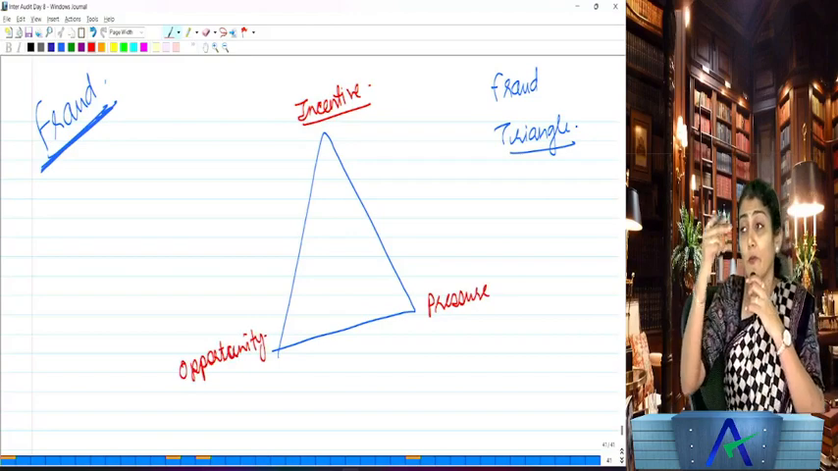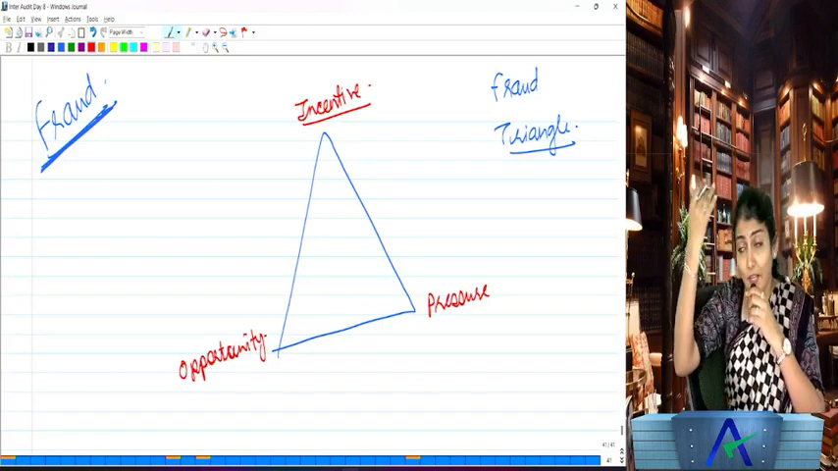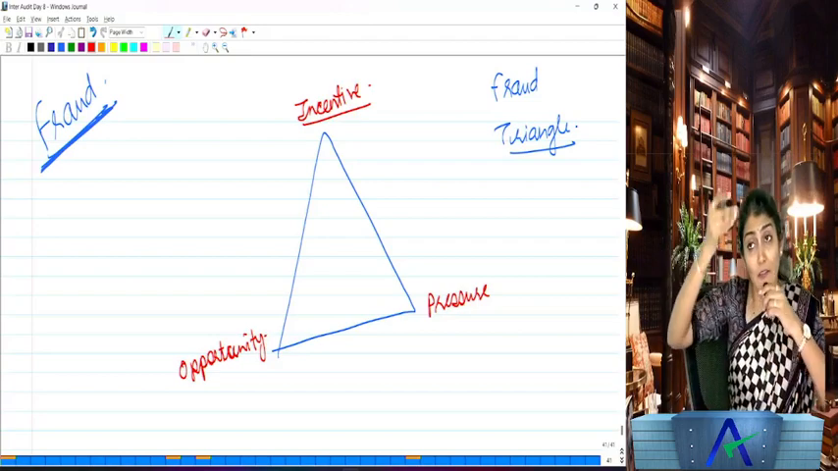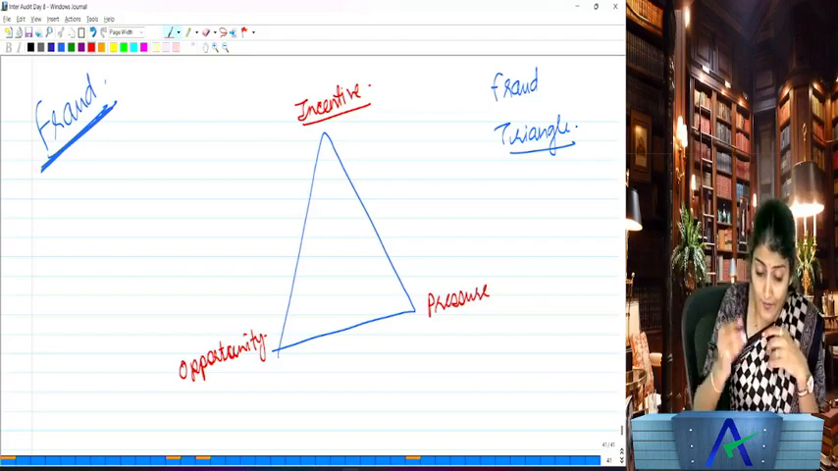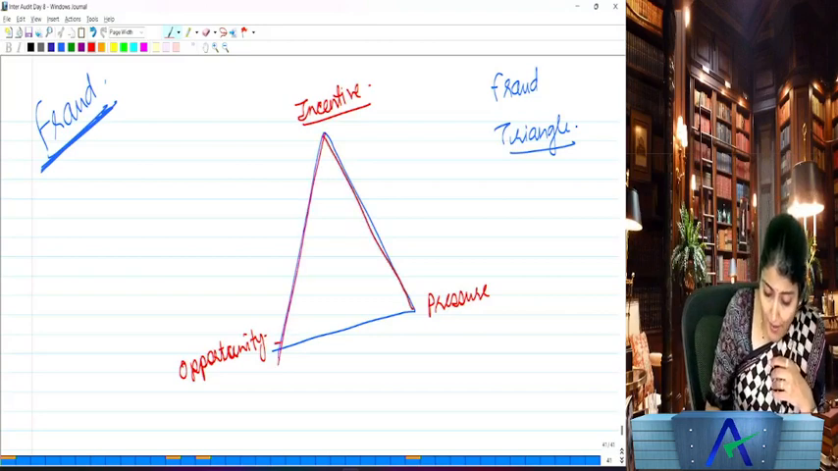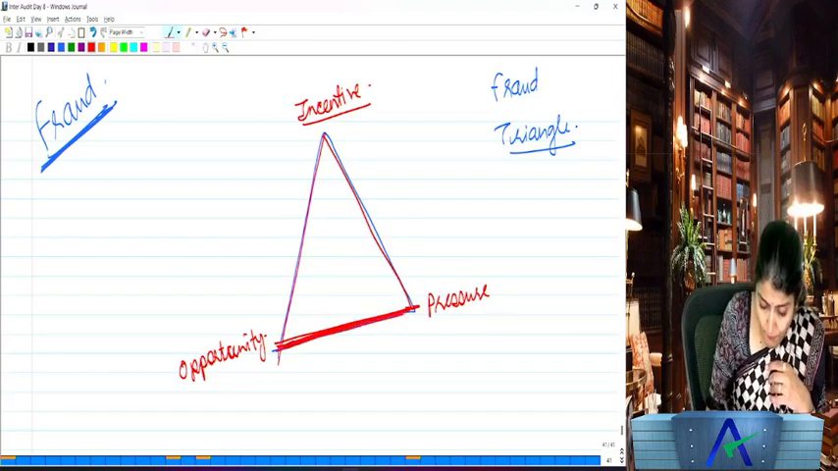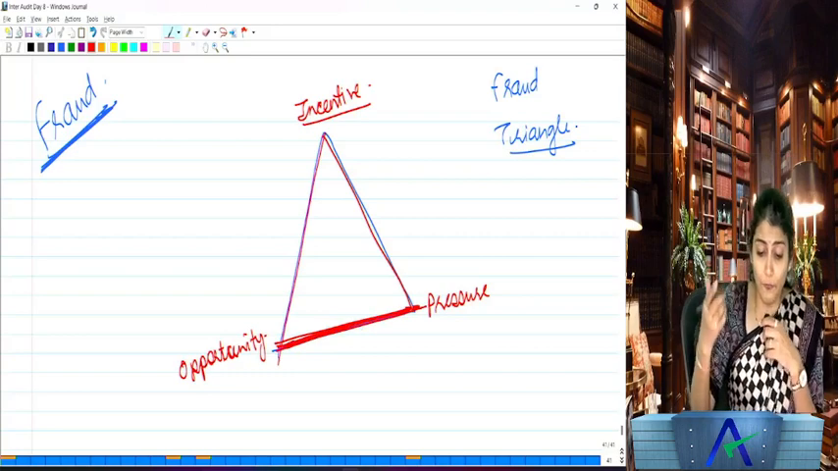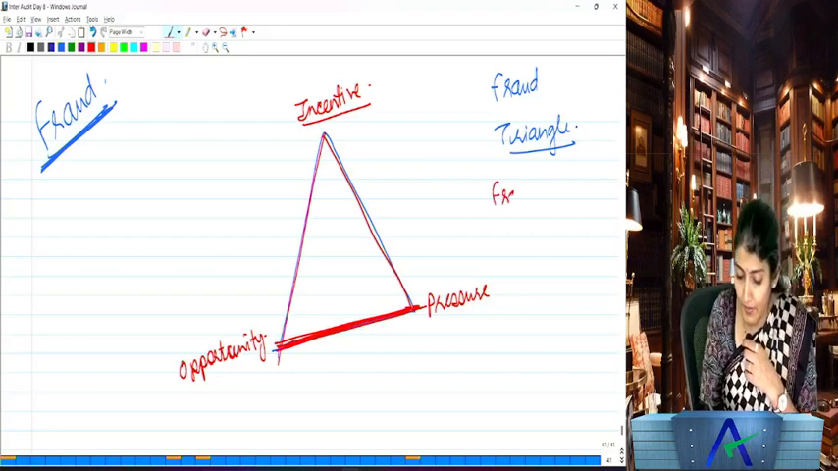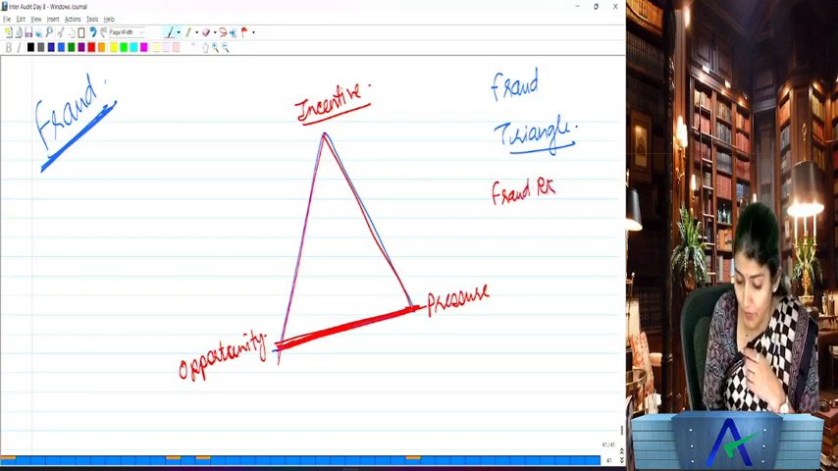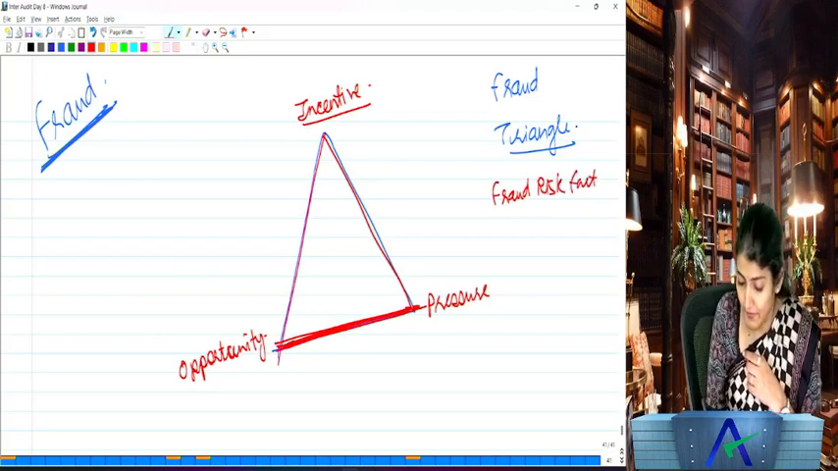Can he be having any one of them? Can he be having any two of them? Yes. Can he be having all three? He has an incentive also, pressure also, opportunity. Yes. So this is why management and employees commit fraud. Why is a fraud being committed? Where had we seen this fraud triangle? In our definition of the fraud risk factors.